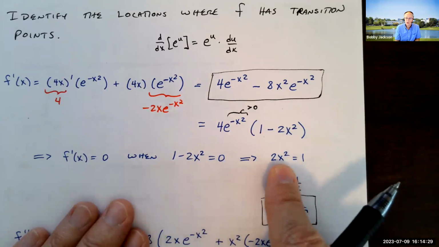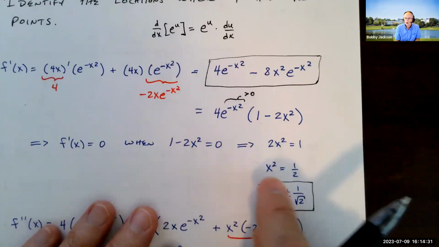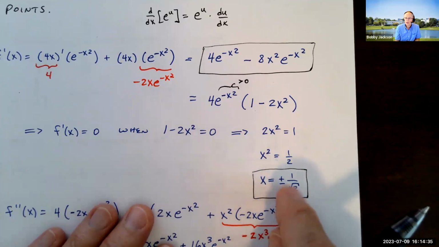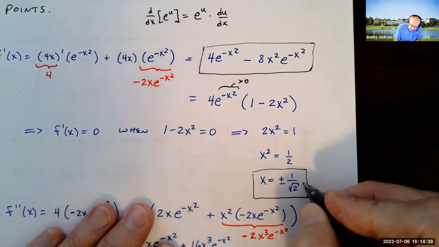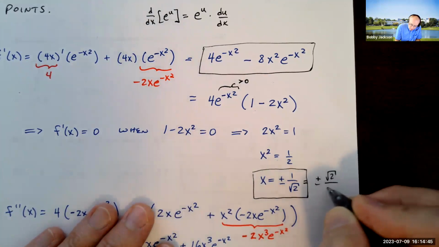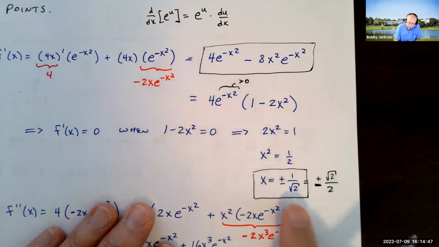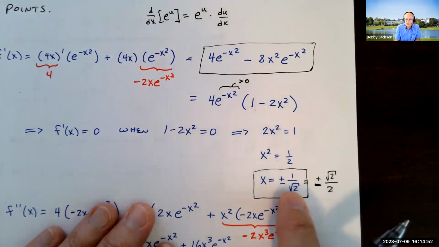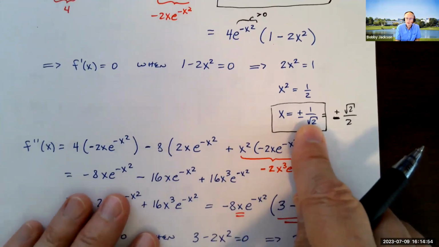That's going to be true when 2x squared is equal to 1, or when x squared is a half, or when x is, don't forget, plus or minus the square root of 1/2, or 1 divided by the square root of 2. You can also rationalize this, multiplying top and bottom by the square root of 2, and this is plus or minus root 2 over 2. I'm not sure if Achieve will take either one, but this is fine for me on a test or something.